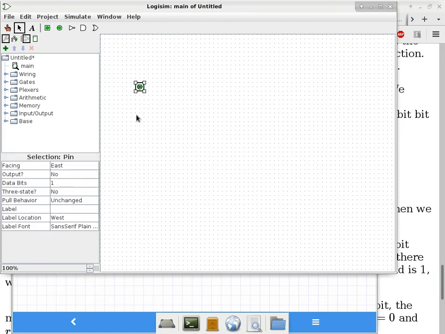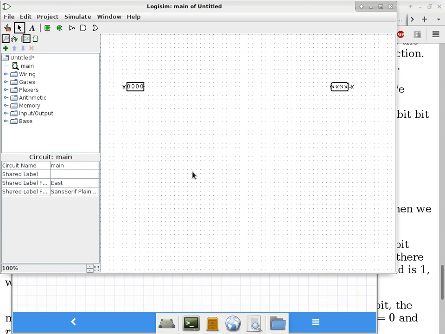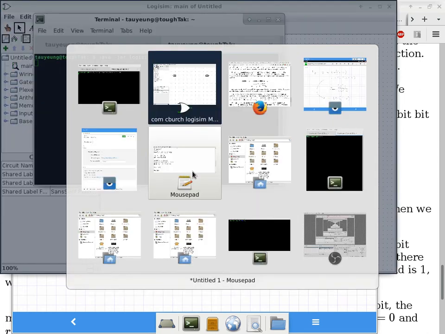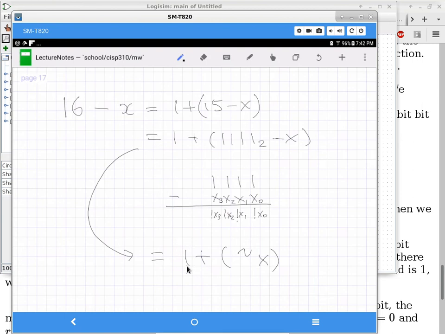So here's a 4-bit input. Okay, data bits to 4, and we'll just call this x. The output is going to be on this side here. We are going to call this the negation of x, and it's also going to be 4-bit wide. All right. So now what I want to do is to convert this equation, this formula, this expression, into gate logic, right? Well, which one should I do first? The plus or the bitwise NOT?